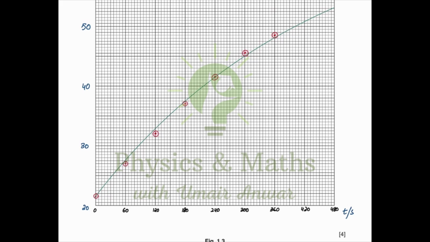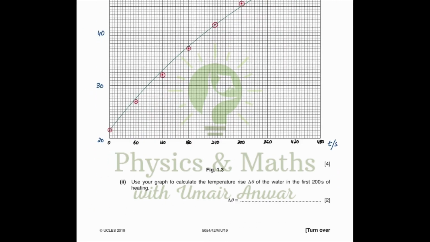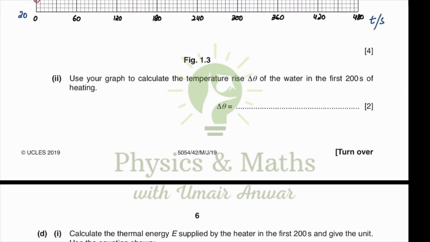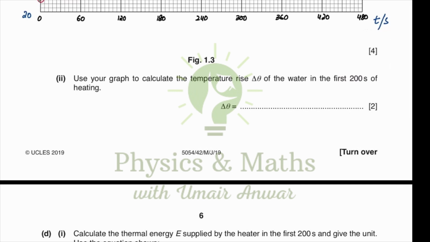So this could be a smooth curve of best fit according to the data given to us. Now, the next part says use your graph to calculate the temperature rise, or the change in temperature delta theta, of the water in the first 200 seconds of heating.